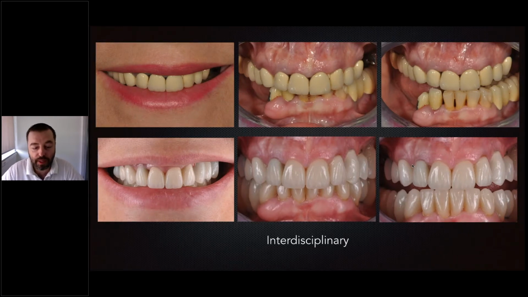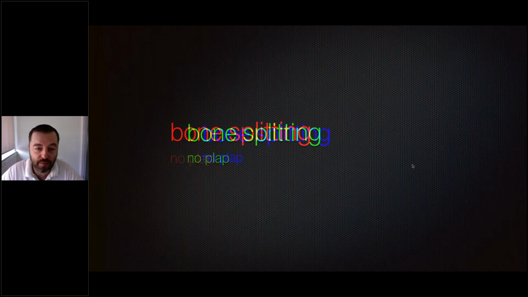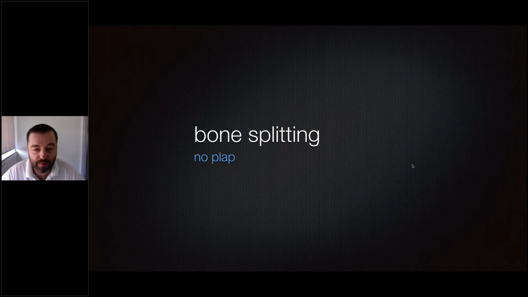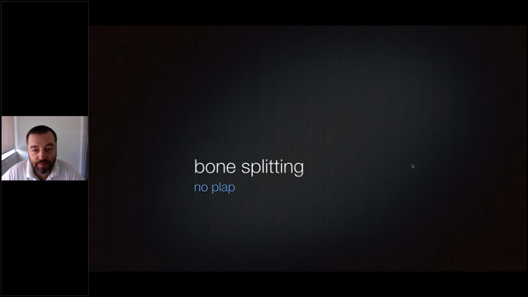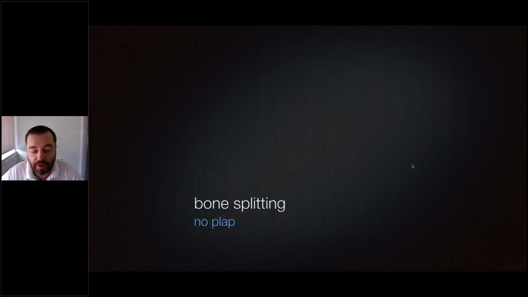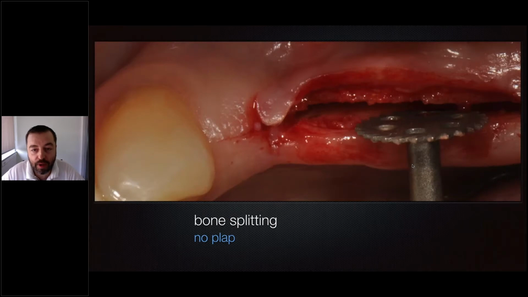One of the most interesting things about the minimally invasive ways is this type of bone splitting. For that, we have a limit, and as well with internal sinus lift, we had a limit of like 3.5 millimeters, and now we are even going lower than 3 millimeters to enlarge the ridge in order to place an implant of 4 millimeter diameter.